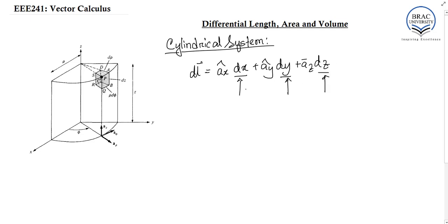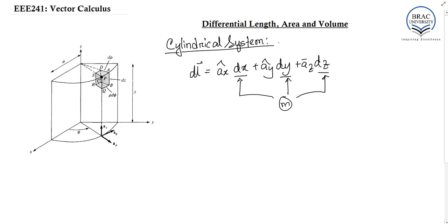If you look closely, you'll notice that dx, dy, and dz all have the unit of distance. dx means the change in x coordinate, dy means the change in y coordinate, and dz means the change in z coordinate. So basically, all of these terms have the same unit, and that is meter in SI. Right, so these three have the unit of length.